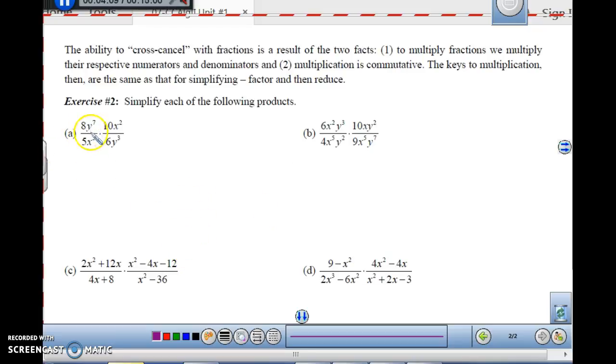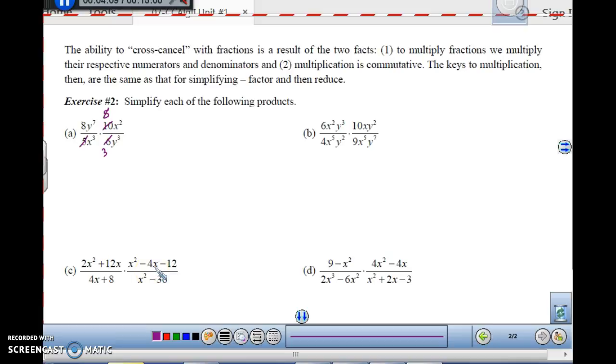All right, now let's take a look at this one. 8y to the 7th over 5x cubed times 10x squared over 6y cubed. We can cancel the numbers, and we can also cancel the variables. So let's take a look at the numbers first. Diagonally up and down, 8 and 5 don't cancel, 10 and 6 do. I'm going to simplify 10 and 6 here. 6 and 10 both divide by 2, so this is going to be a 3, and this is going to be a 5. And now diagonally, 5 will cancel 5, and then I'm done.